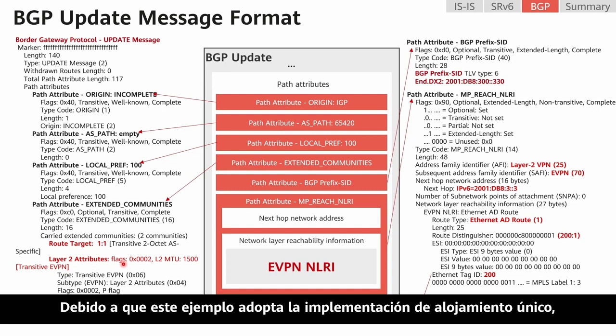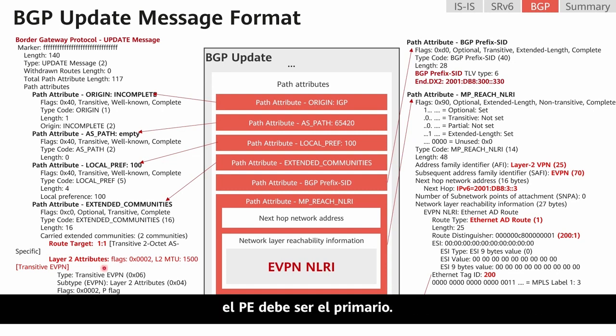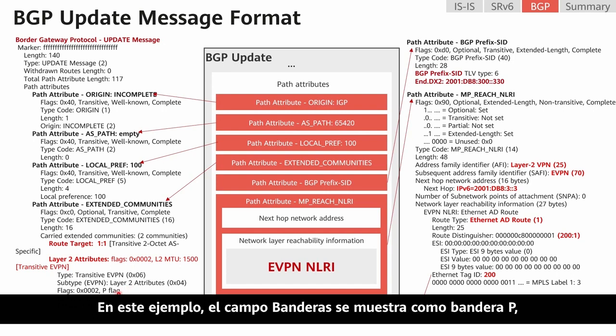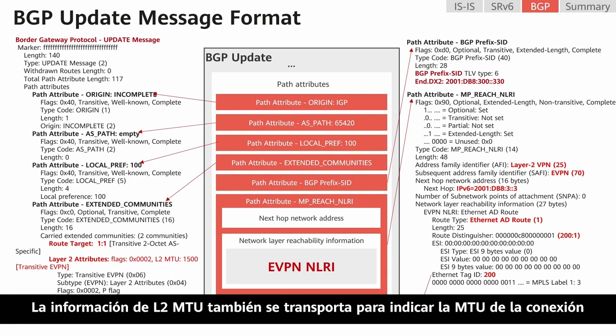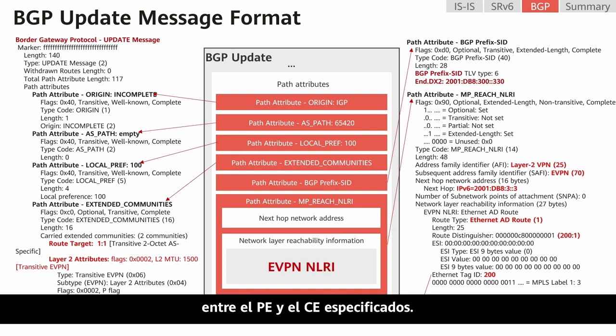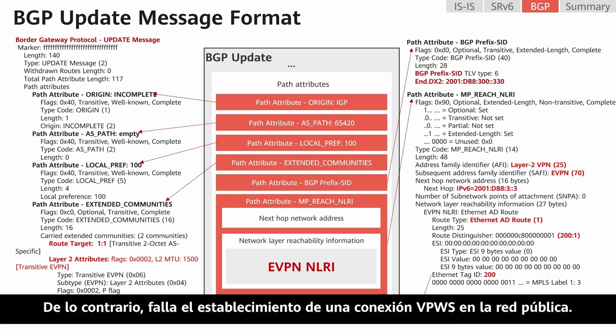Because this example adopts single homing deployment, the PE must be the primary. In this example, the flags field is displayed as P flag, where P indicates that the PE is the primary. L2 MTU information is also carried to indicate the MTU of the connection between the specified PE and CE. In EVPN VPWS scenarios, the local L2 MTU must be the same as the remote L2 MTU. Otherwise, establishing a VPWS connection on the public network fails.